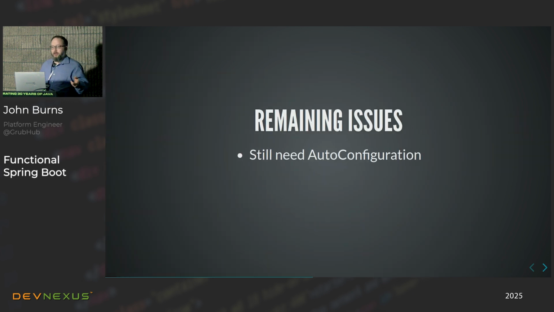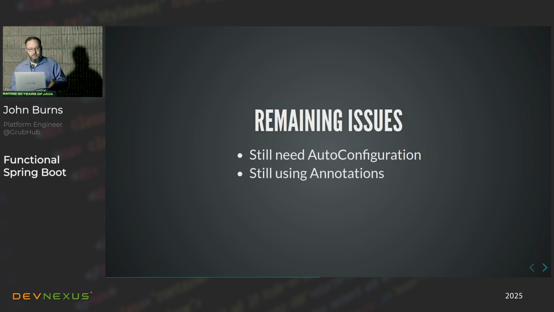So we're still using auto configuration, and it's not just that auto configuration is magical and hard to follow. It's also that that's where a lot of that performance problem is, because the auto configuration process is the thing that's doing all of this reflection and class path loading and things like that. We're still using these annotations, as I mentioned, that can be hard to learn and get context around. And as I mentioned, we're getting a lot more boilerplate.